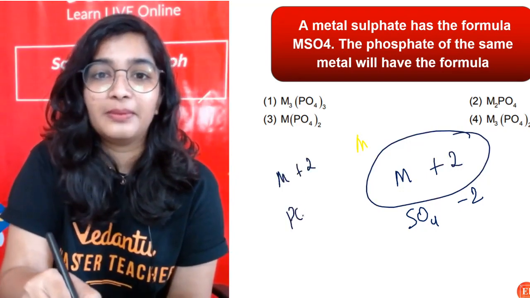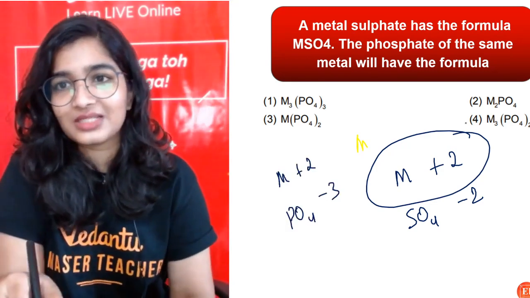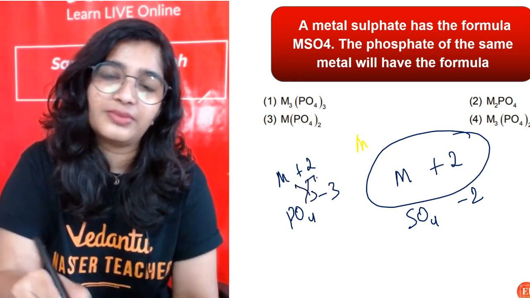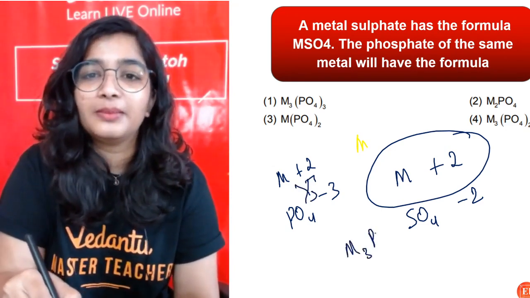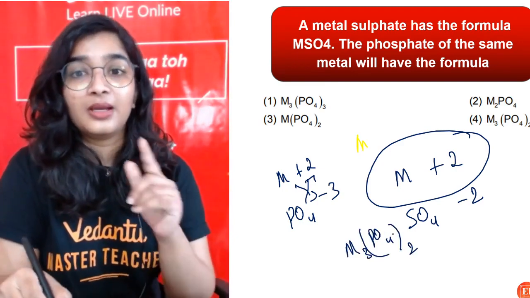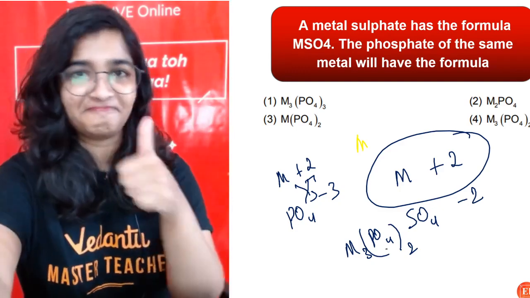And phosphate is PO4 -3. So the right answer would be, use the crisscross method, M3(PO4)2. As it's a polyatomic ion, it has to be enclosed in a bracket.